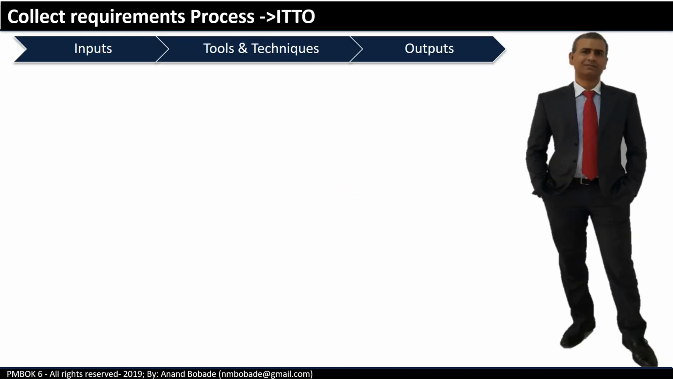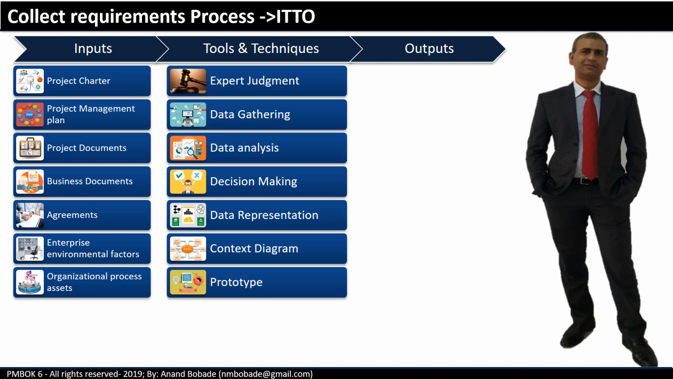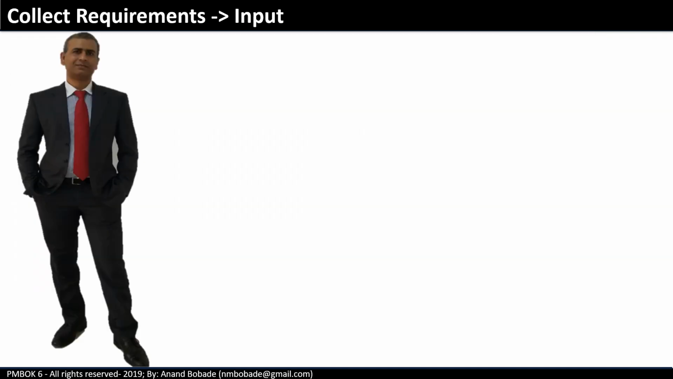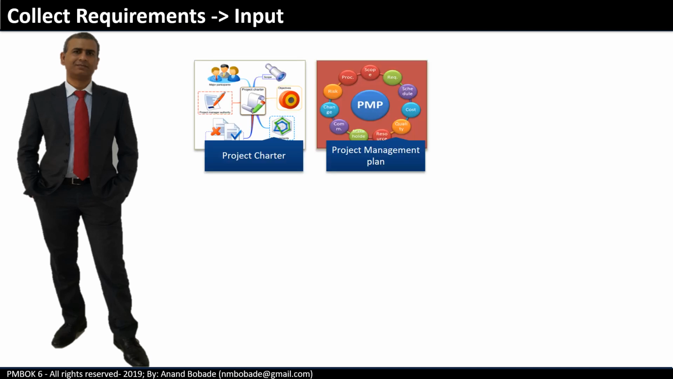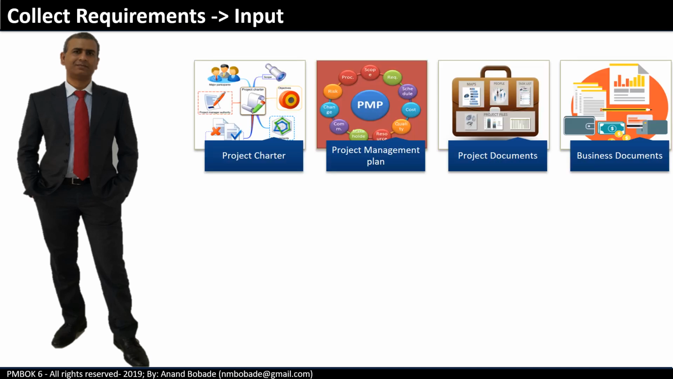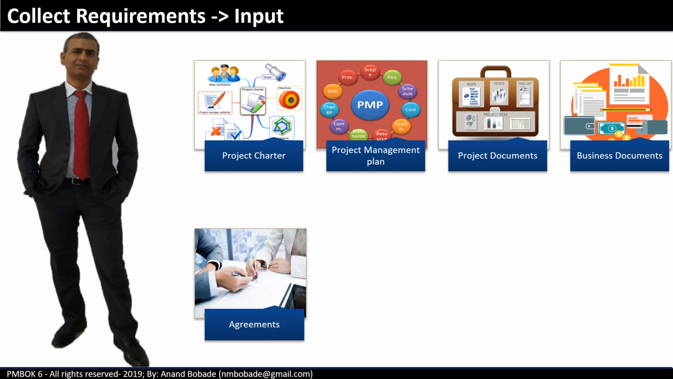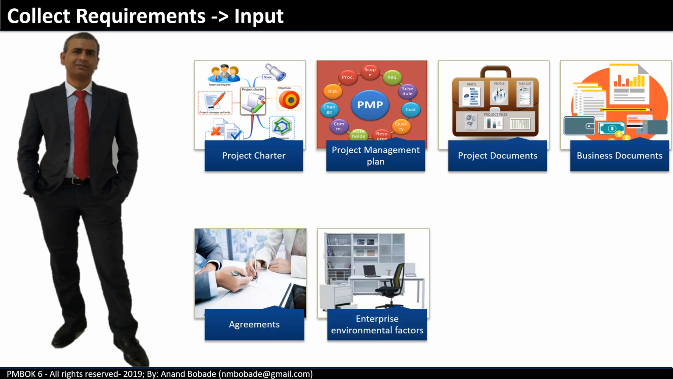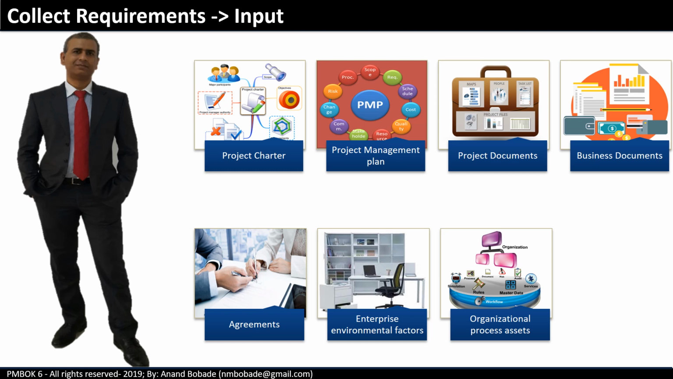So let's talk about inputs, tools and techniques, and output. Inputs are project charter, project management plan, project documents, business documents, agreements, enterprise environmental factors, organizational process assets.